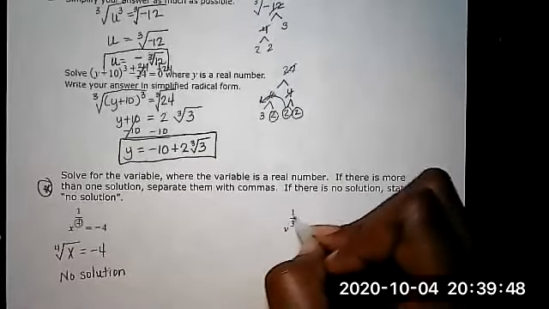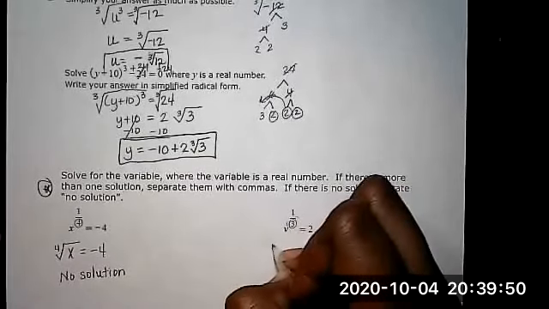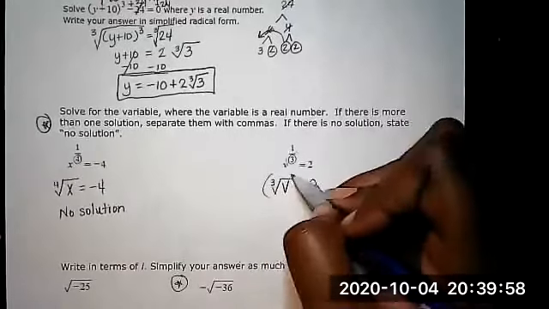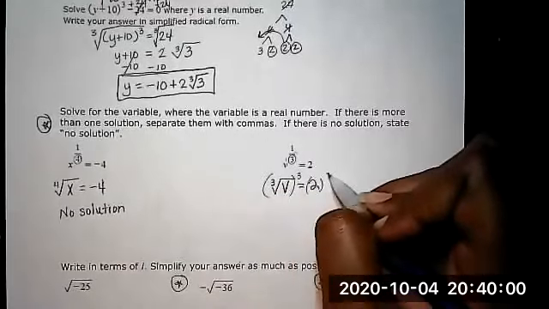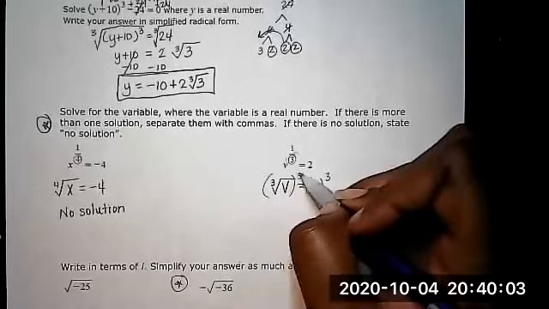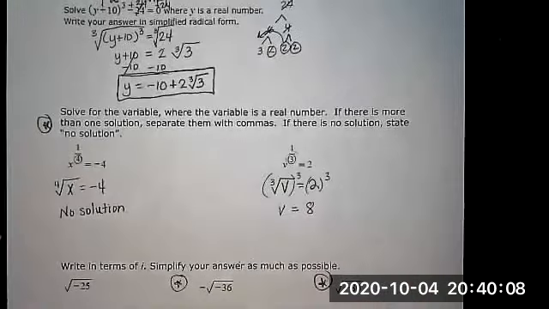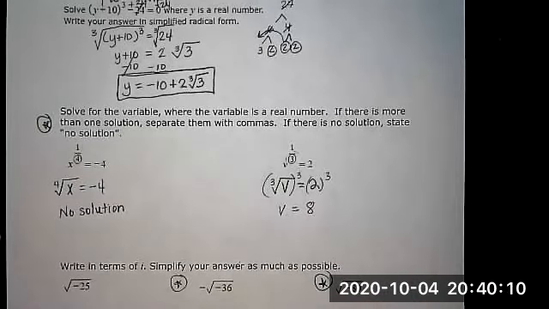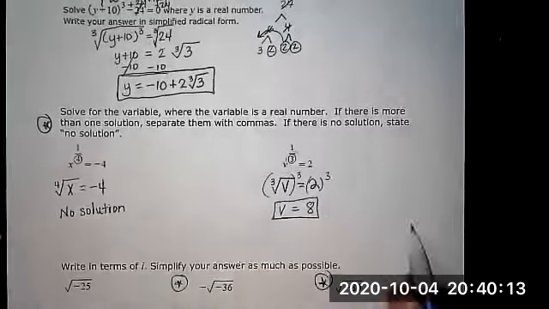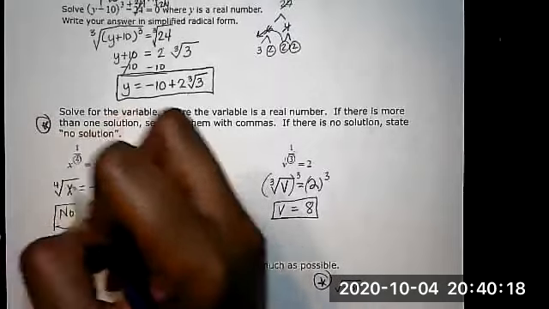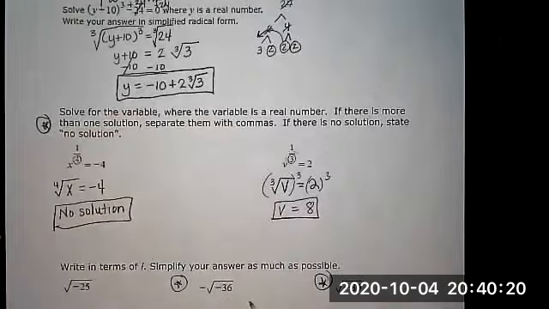Again, I would change this one the same way, and make this the cube root of v to the 1 equals 2. And then I cube both sides. If you have a cube root and a cube, they cancel each other out. This becomes v equals 8. 2 times 2 is 4, times 2 is 8. So that is your answer for that. And no solution for the other one because you cannot have an even root equal a negative number.